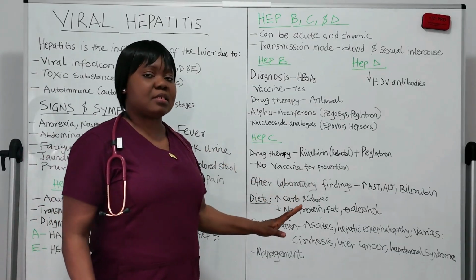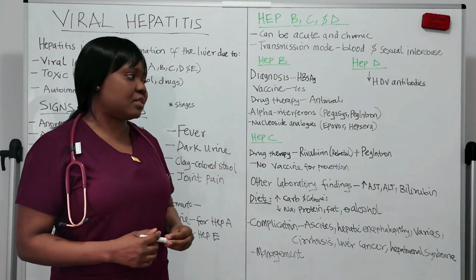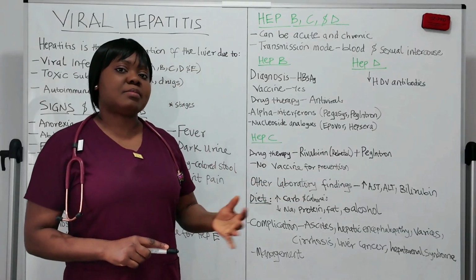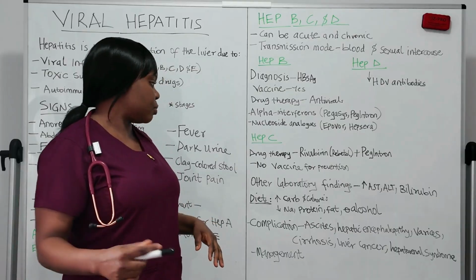Other laboratory findings: generally for hepatitis, viral hepatitis, or any kind of hepatitis, you'll see that when they do blood tests, the liver enzymes, the AST and ALT, will be elevated. Even the bilirubin level will be high also.